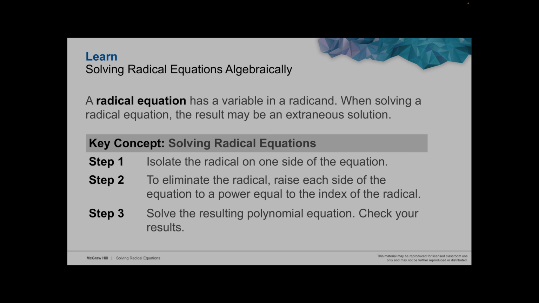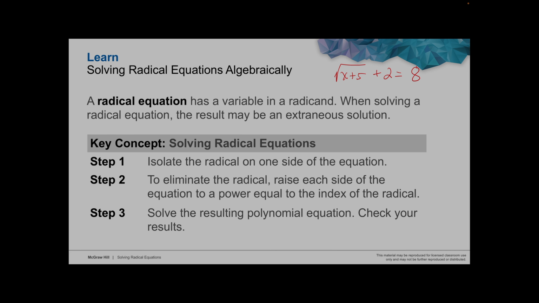The first step for solving radical equations is to isolate the radical on one side of the equation. So that's step 1. So remember what your radical equations look like. We're talking about something like the square root of x plus 5 plus 2 equals 8. Something like that. That's an example of a radical equation. Step 1 in solving radical equations is to isolate the radical. So in the case we have up there, we're just going to go ahead and subtract 2 from both sides. So now we're ending up with the square root of x plus 5 equals 6.